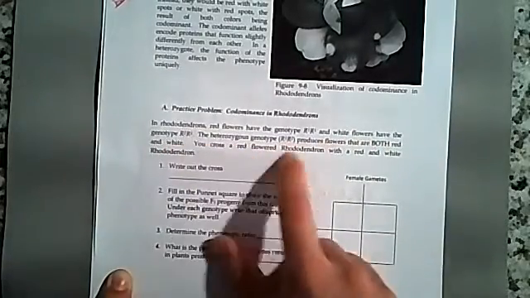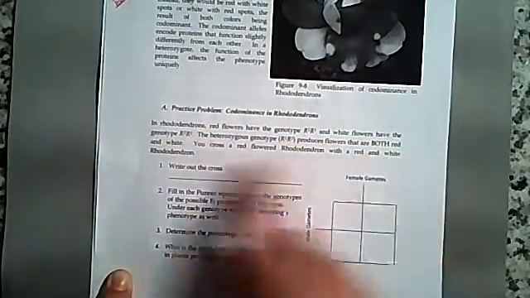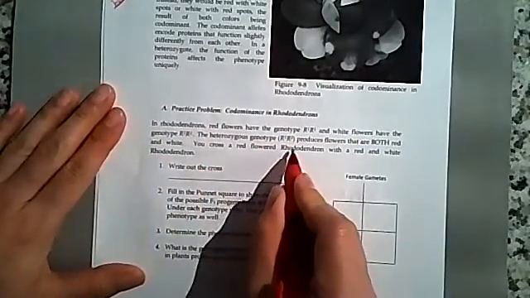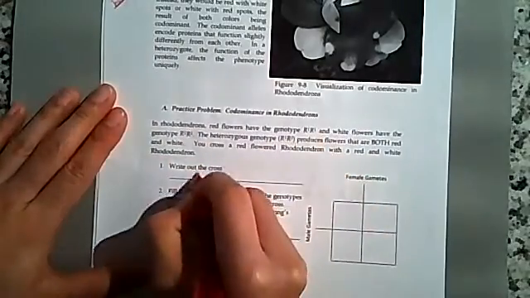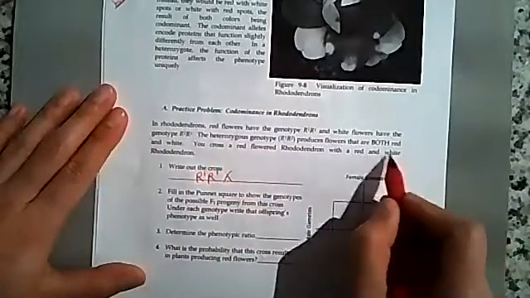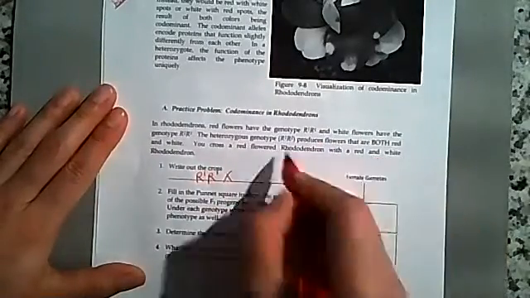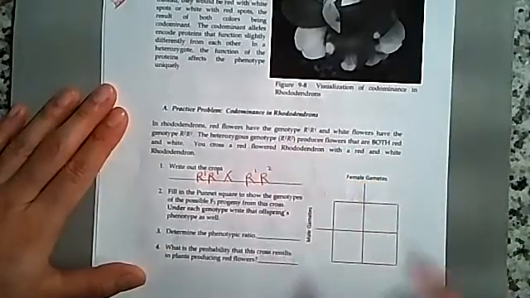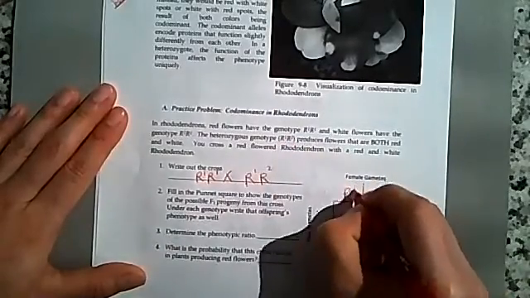You cross a red flowered rhododendron with a red and white rhododendron. Okay, so we're writing out the cross. You're crossing a red one, which means that it's going to be R1R1. And then the cross is with a red and white, which means that it has to show both, which means it is going to be a heterozygous one, which is R1R2. And let's write that out here.